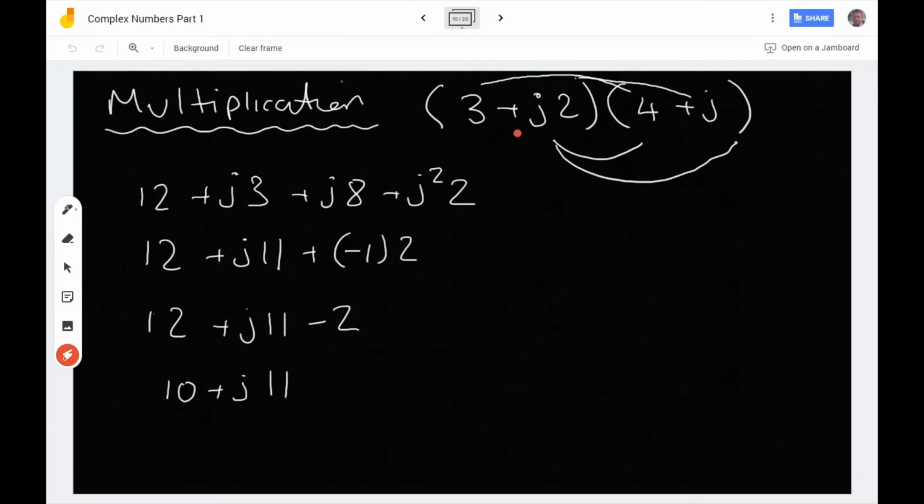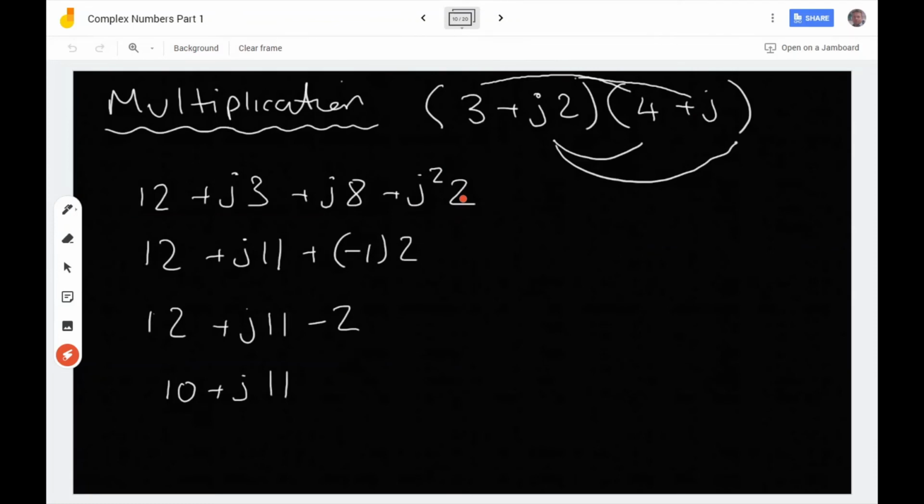So let's have a quick recap of this one. We've got 3 plus j2 times 4 plus j. So the multiplication of the brackets is the same as if you're multiplying two brackets when you're doing quadratic equations, or factorising. It's the same process. You multiply each term in each bracket by each other, and you end up with 3 times 4 is 12. 3 times j is j3. j2 times 4 is j8. And j2 times j is j squared 2.